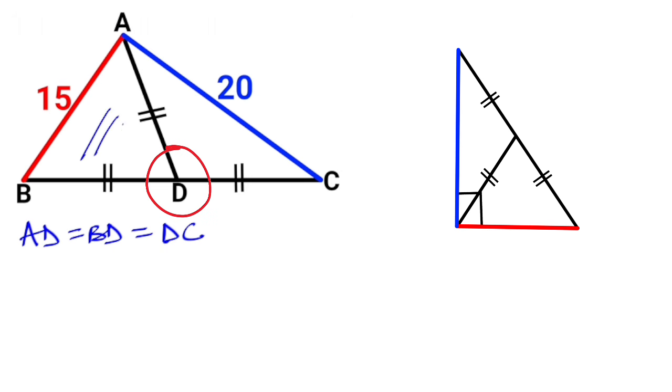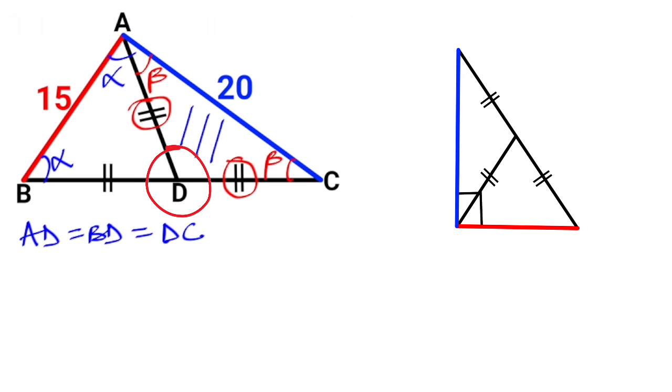In triangle ABD, since side AD equals side BD, it is an isosceles triangle. Therefore, its base angles are equal. Let's call each of them alpha. In triangle ACD, since side AD equals side DC, it is also an isosceles triangle. Its base angles are equal. Let's call each of them beta.